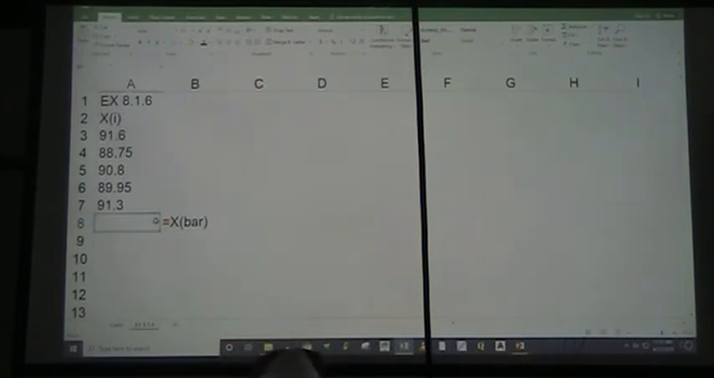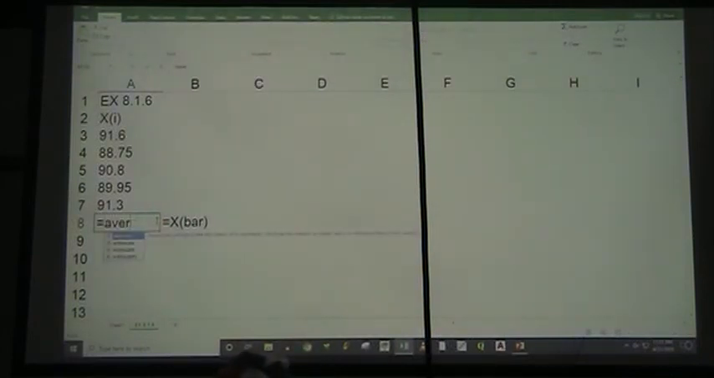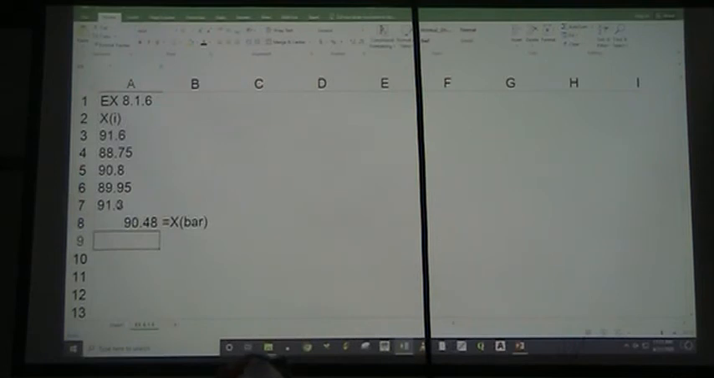All right, you all know how to do this, or I'm praying that you learned how to do it. We put equals average. We highlight our numbers. We put a right parenthesis. Okay, so our average is 90.48. All right, well, that's easy enough.